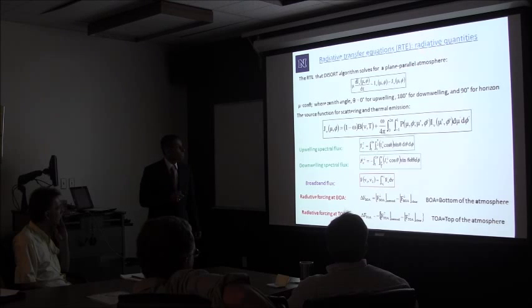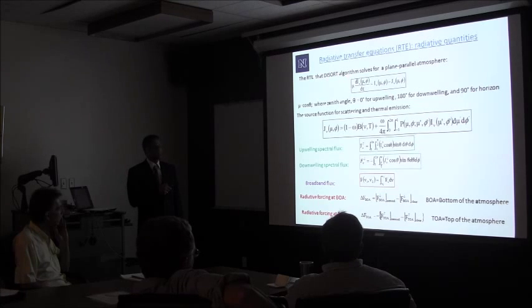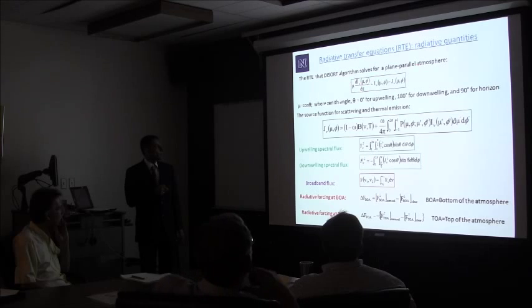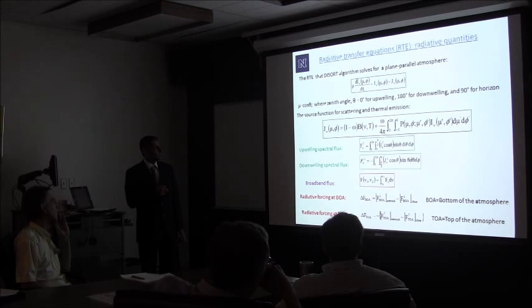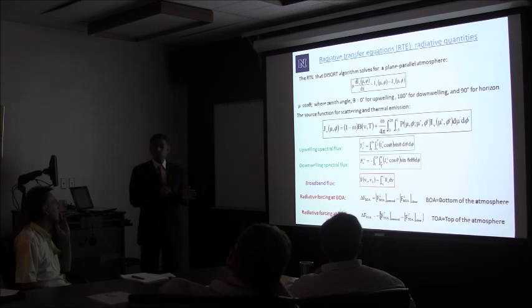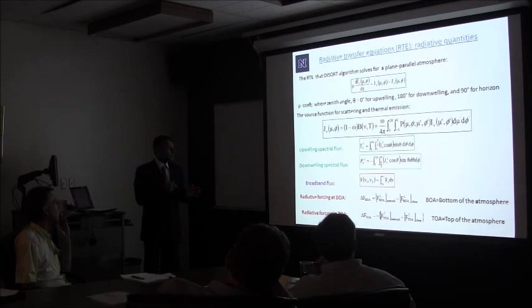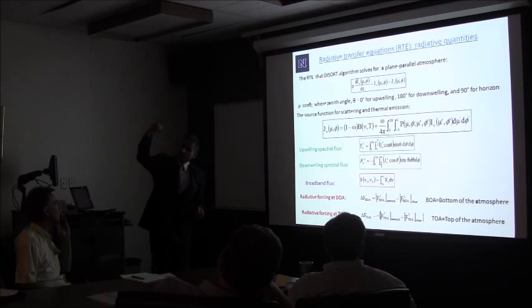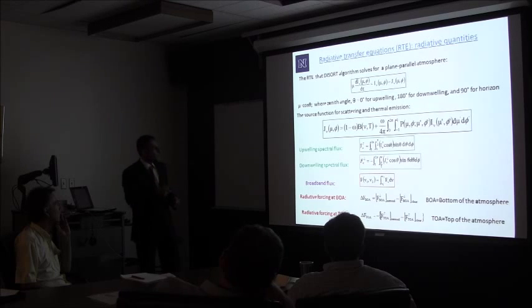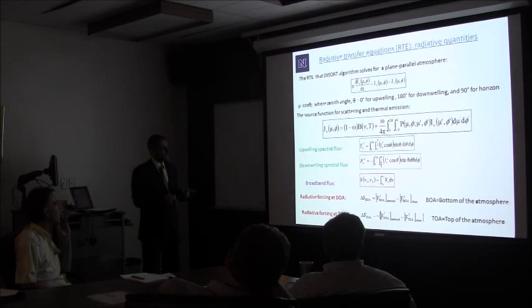Radiative transfer equations. So this is the main radiative transfer equation that the DISORT algorithm solves for the plane parallel atmosphere, where mu is the cosine of the angle theta, where theta is the zenith angle, and phi is the azimuthal angle, and J is the source function, which consists of scattering and thermal emission source function. This first part represents the thermal emission source function, and the second part is the scattering source function. And this equation can be used to compute both the upwelling, upward going, and downwelling radiance. So up arrow means upwelling, down arrow means downwelling.